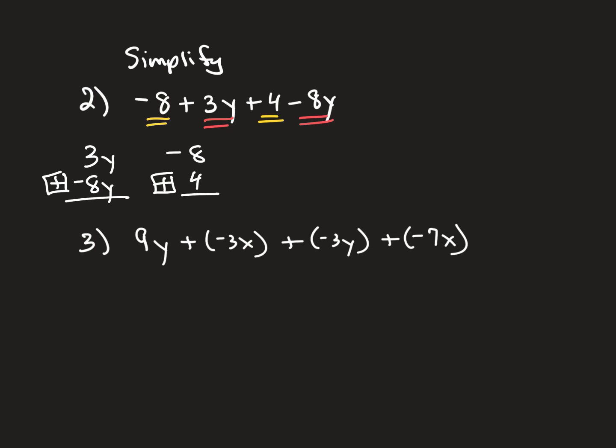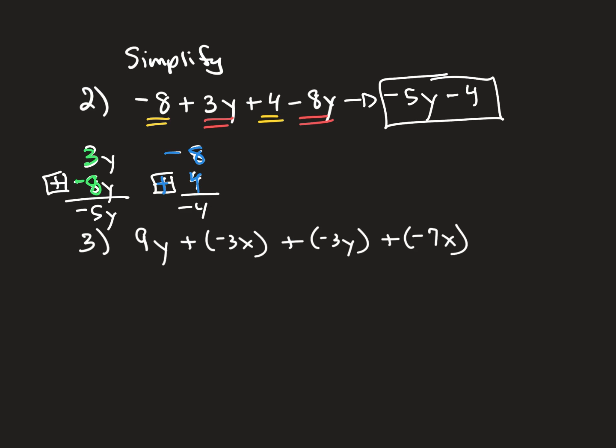So how many y's do we have? If we have a positive 3 with a negative 8, doesn't that give me a negative 5y? And the constant is a negative 8 plus a positive 4. So isn't that a negative 4? So we're going to write minus 4. So that's the answer you should have.